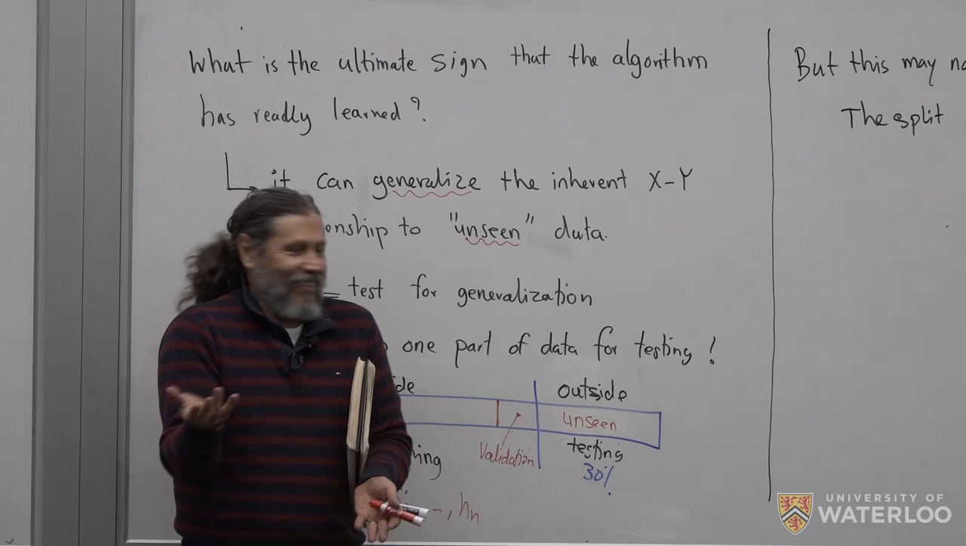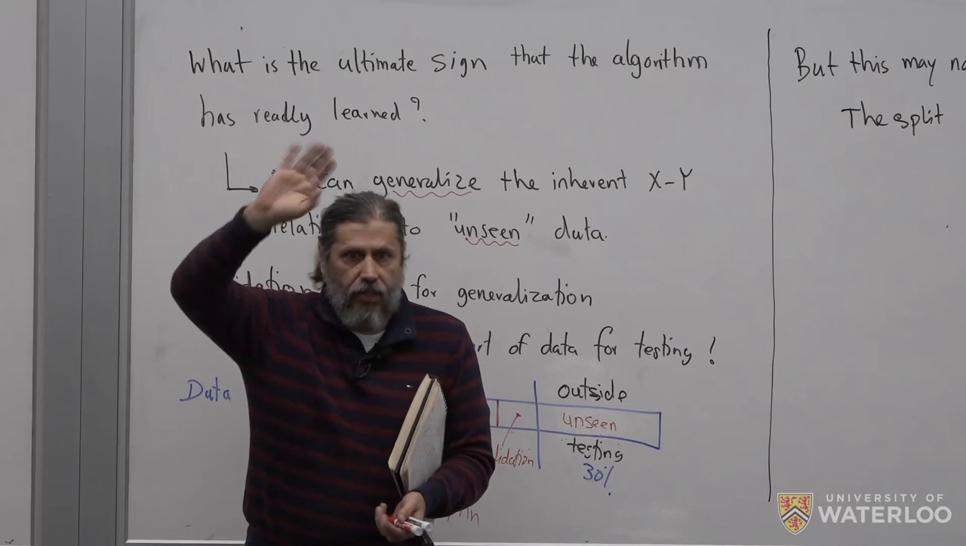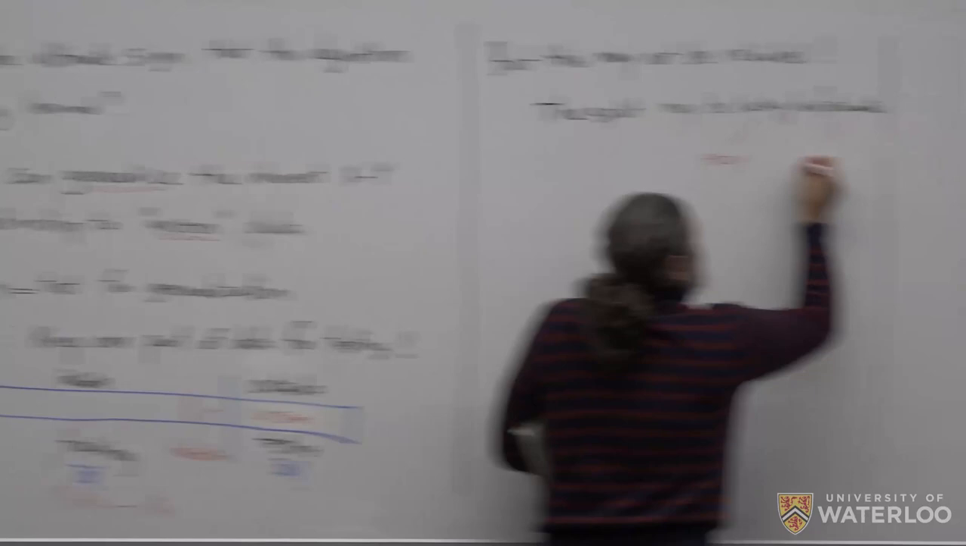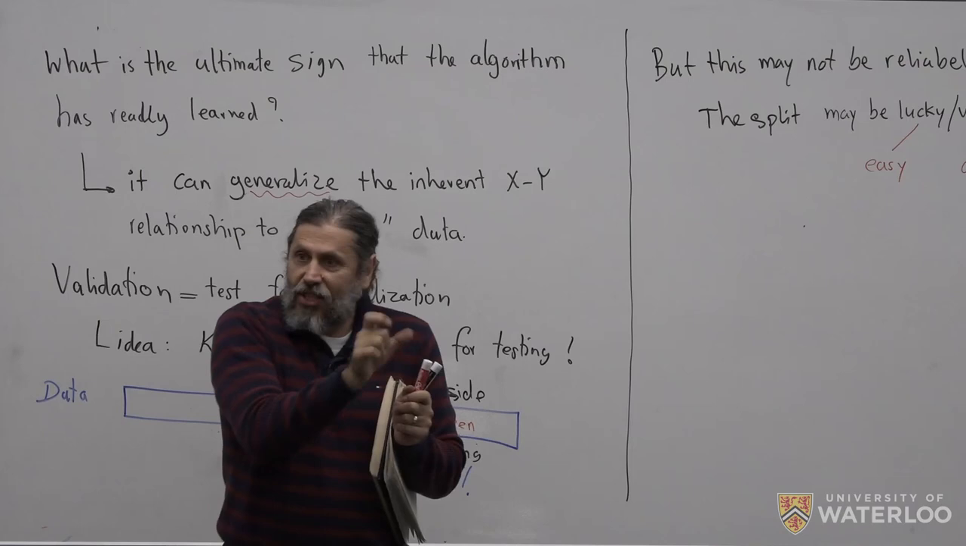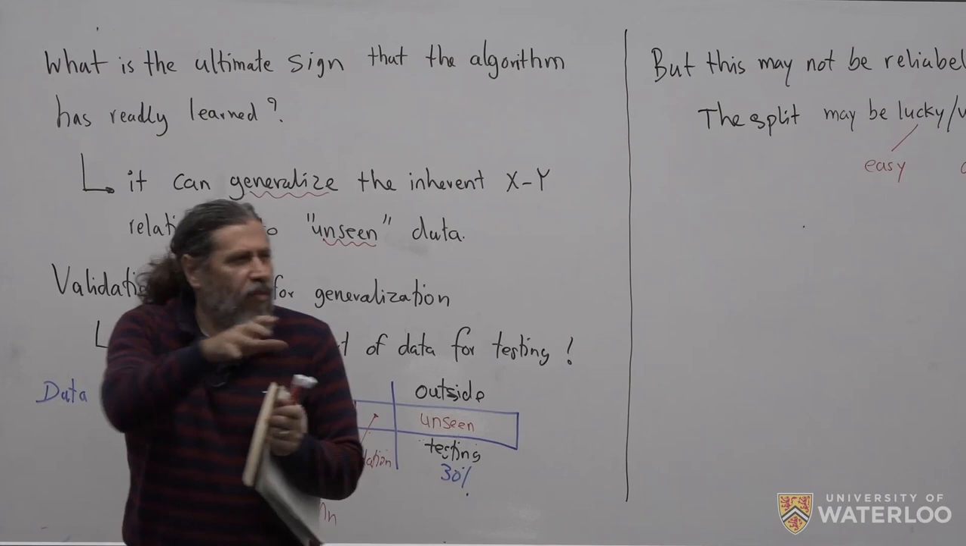And then you release it to people. People test it with real-world data. It collapses. Or you may be unfortunate because you do the difficult split. So your training data is really, really easy, but the testing data is very difficult. It contains all that nonlinearity and nasty stuff of non-stationary and complexity.